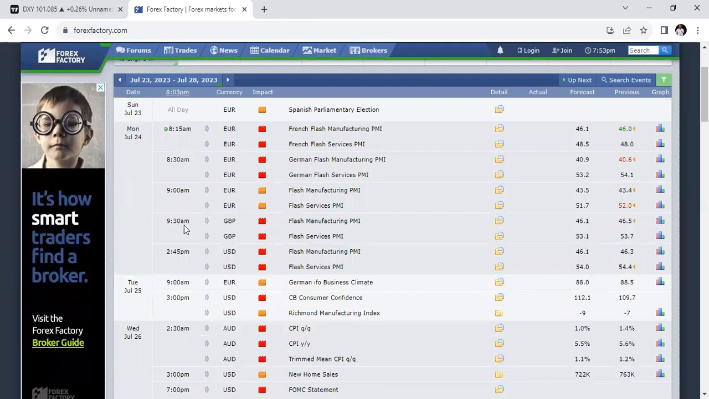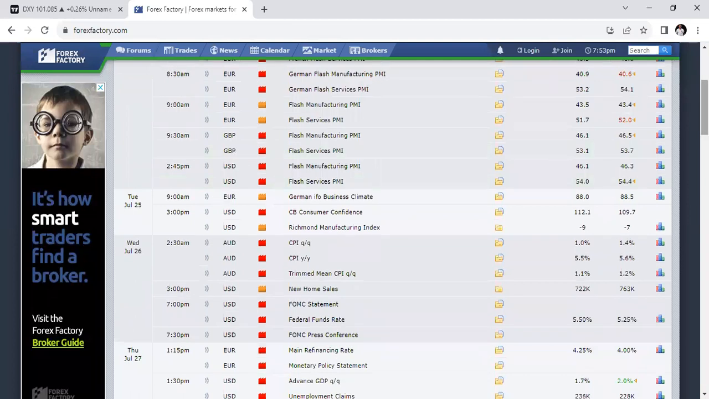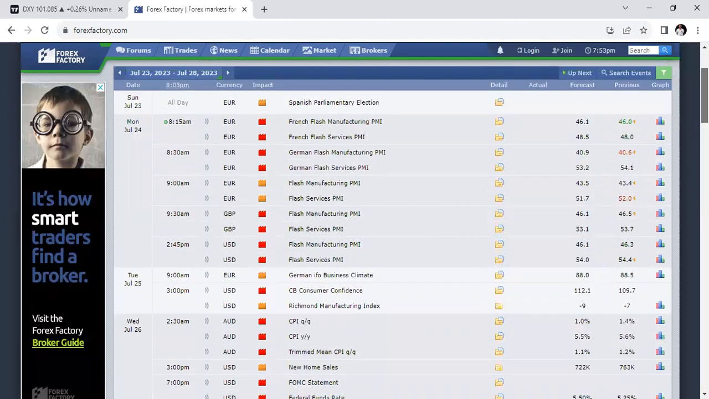Then at 10:30 a.m. it will be the GBP red folder. Red folder means that the news is high impact. It's going to move the market very well. Then at 2:45 p.m. the USD will also have red folder news. So tomorrow is going to be a really busy day in the market. These red folder news are going to inject a lot of volatility into the market.